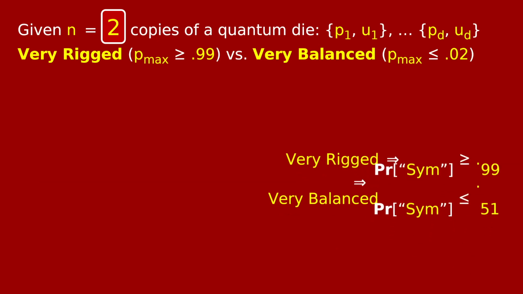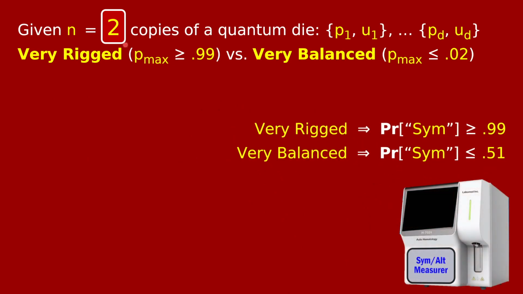So to summarize, if you have n copies of a d-dimensional quantum state, and you're told that it's either a very rigged state or a very balanced state, and your goal in life is to tell the difference, if you can get 2 copies and you put these 2 copies into this measurement that's based on the decomposition into the symmetric and alternating subspaces, then in the very rigged case, it'll show sim with probability at least 99%.